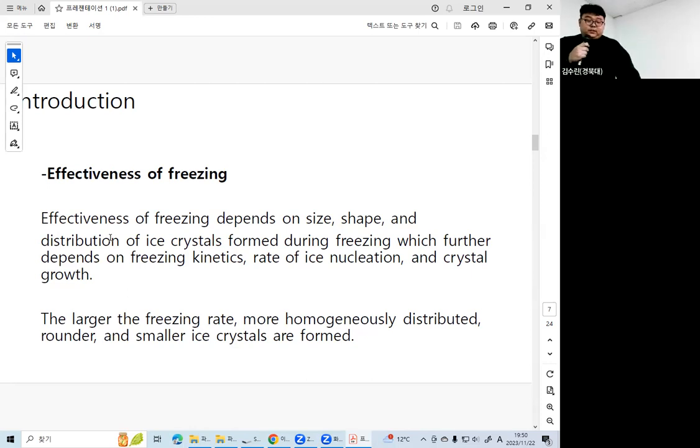Effectiveness of freezing depends on the size, shape, and distribution of ice crystals formed during freezing, which further depend on freezing kinetics, the rate of ice nucleation, and crystal growth. The larger the freezing rate, the more homogeneously distributed, rounder, and smaller the ice crystals formed.